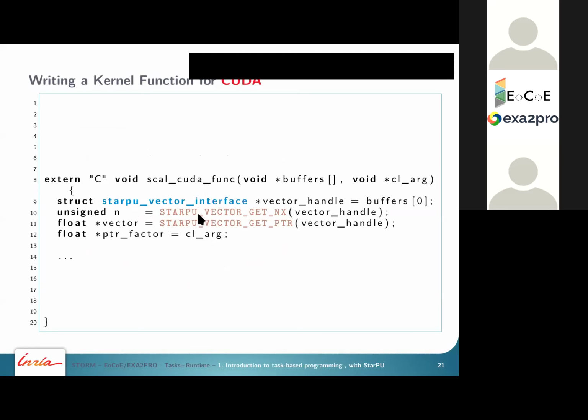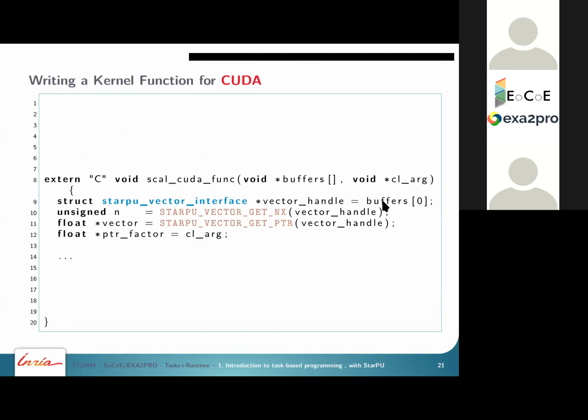And then we have the same macros here to get from the buffer the number of elements and the pointer. But here, this is a GPU pointer. So at this point, when we are called as the implementation, StarPU will have already transferred the data to the GPU. So this is a GPU pointer, and this is not something you can dereference from the CPU itself. You will have to pass it to the kernel function of the GPU. And you get the scaling factor. This one, however, is a CPU value. It's not managed by StarPU, it's just passed on to the task implementation as it is.